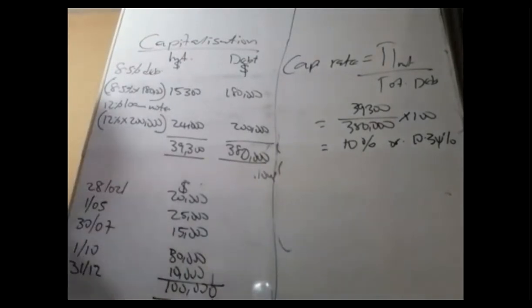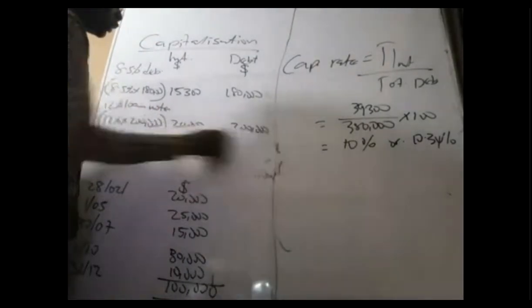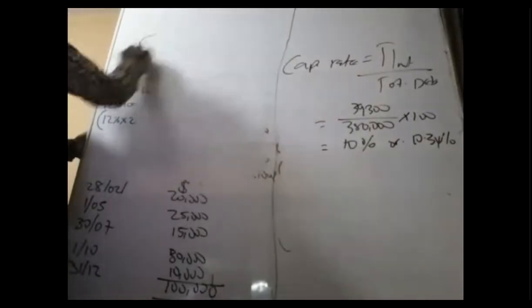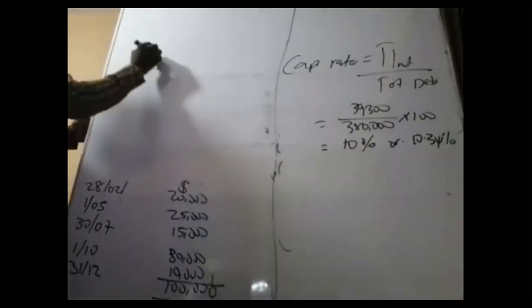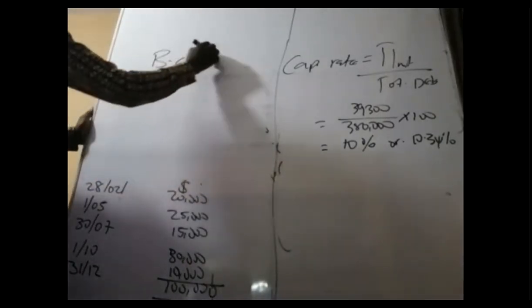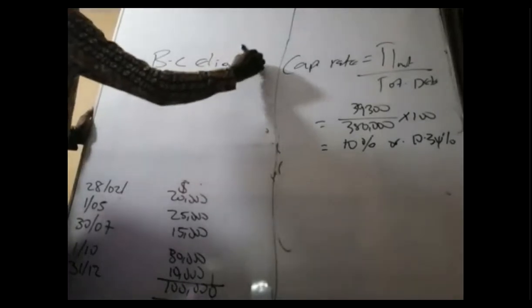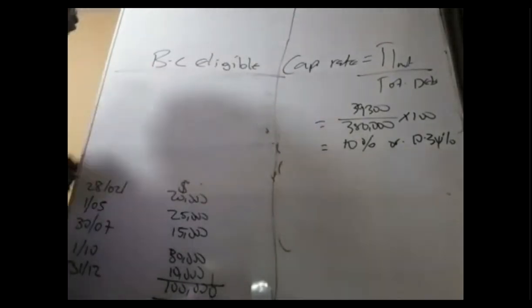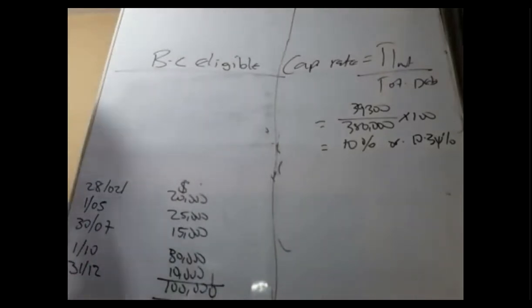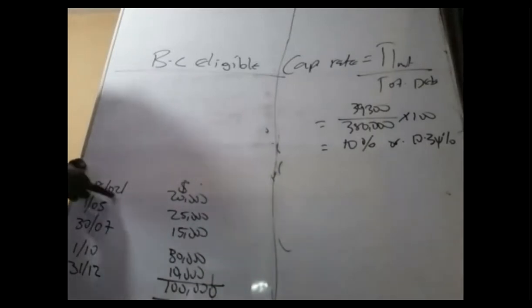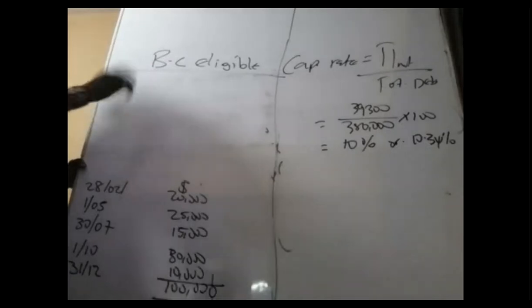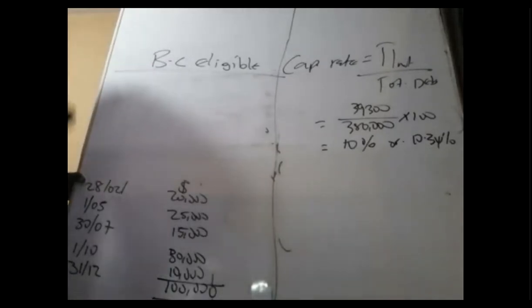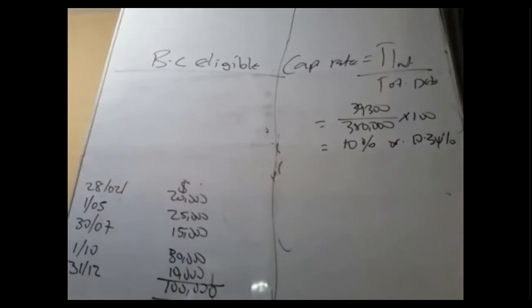Okay, so quickly let me take it off so that we can start the calculation. So this capitalization rate. Now we are going to calculate the borrowing cost eligible for capitalization. Take note, construction started from 1st January, but the first payment was made on 28th of February. They made $20,000. So even though construction started from January, we will start from 28th of February. So take note of that.